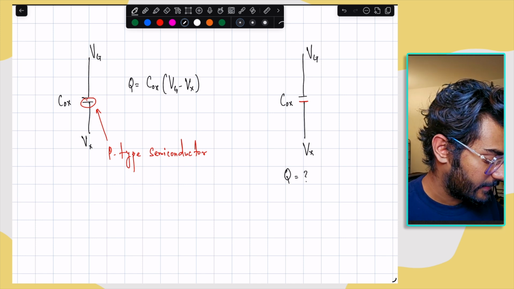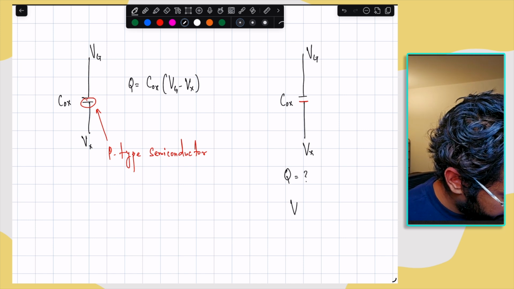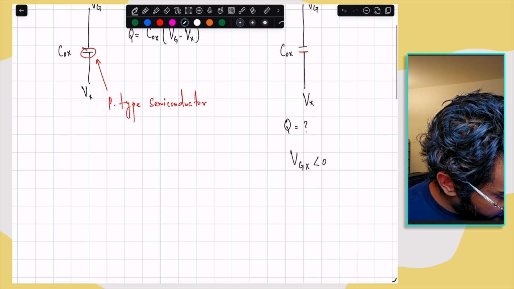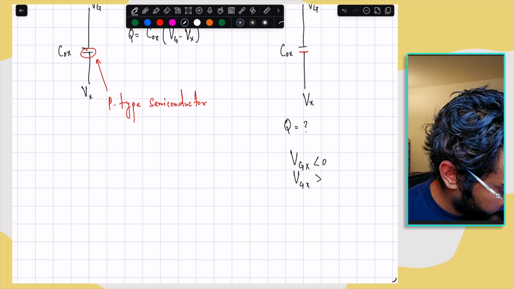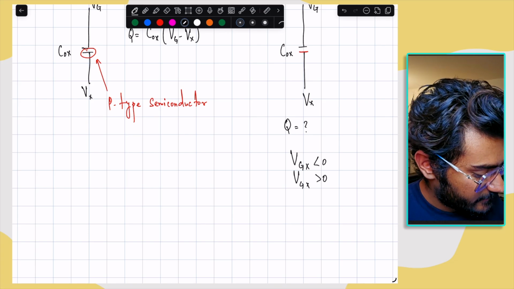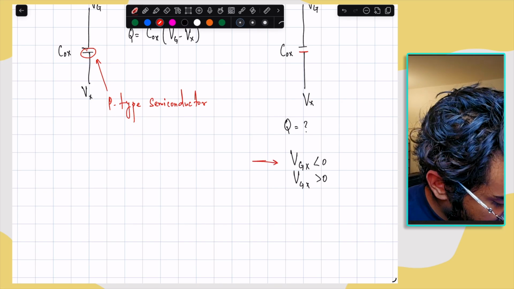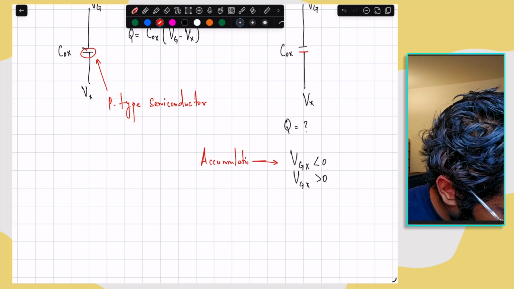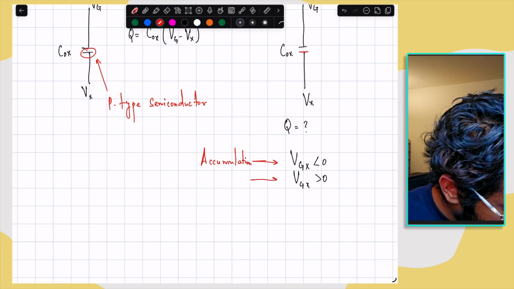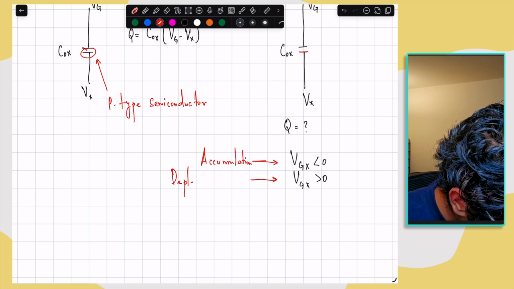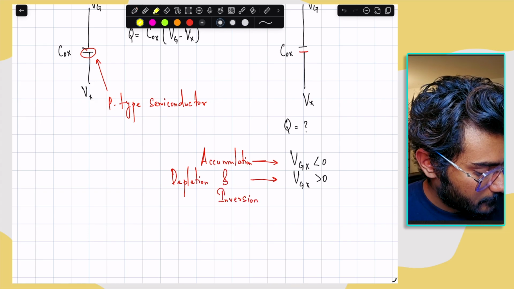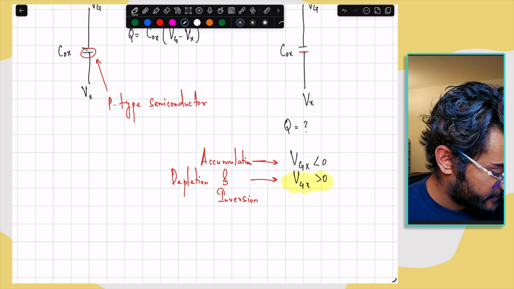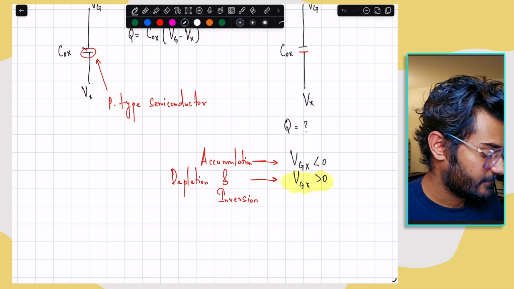So in this case, we have two conditions. One is Vgx less than 0 and one more is Vgx greater than 0. The first condition is called the accumulation mode, and the second condition is called depletion and inversion. So in this video, we'll be looking at this second condition. That is, when Vgx is greater than 0, what is the charge stored in this capacitor?